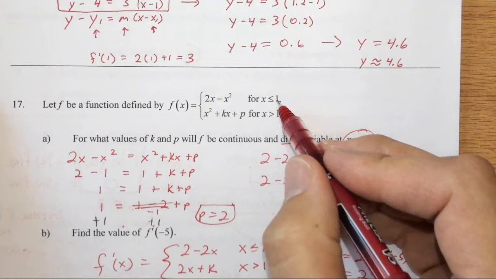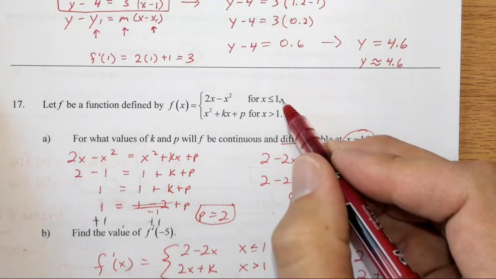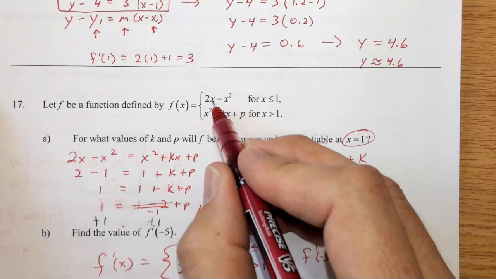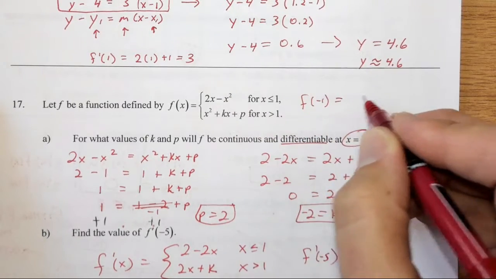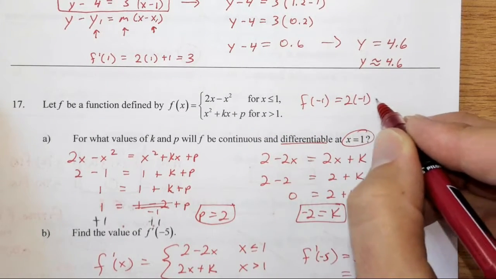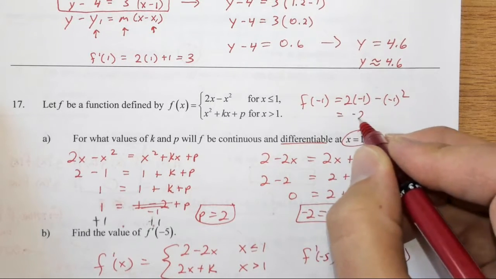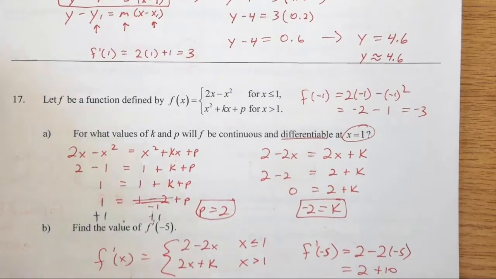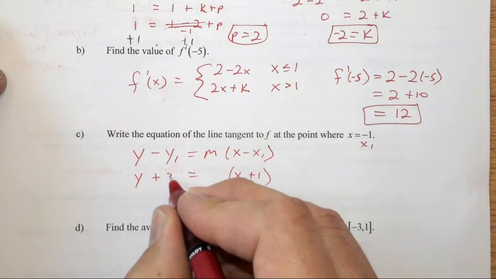Where does negative 1 fall? Top condition or bottom condition? Up here, right? Negative 1 is less than or equal to 1. So we're going to plug negative 1 in for x. Right? So f of negative 1 is 2 times negative 1 minus negative 1 squared. 2 times negative 1 is negative 2. Negative 1 squared is 1. So we have negative 3. That's our y1 value, negative 3.